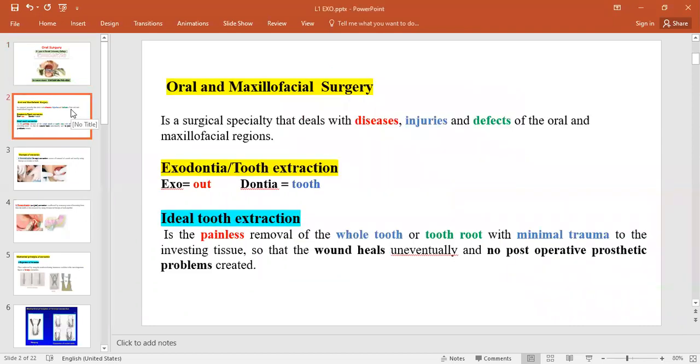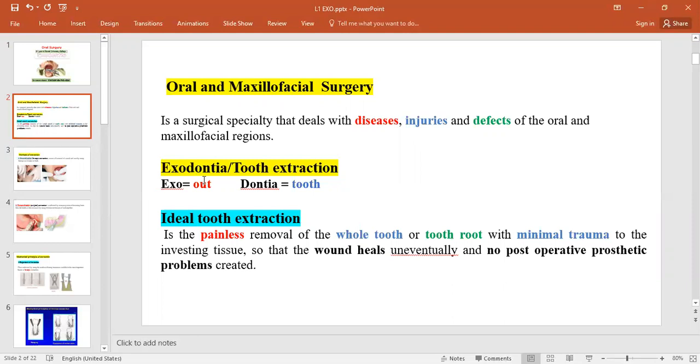What's the definition of oral and maxillofacial surgery? It's a specialty in surgery. We deal with diseases, injuries, and defects in the oral and maxillofacial area. This is any disease like cancer, we can remove it. Injuries like fracture, injuries to soft and hard tissue, and defects like cleft lip and cleft palate and others.